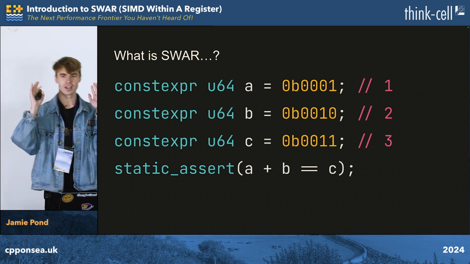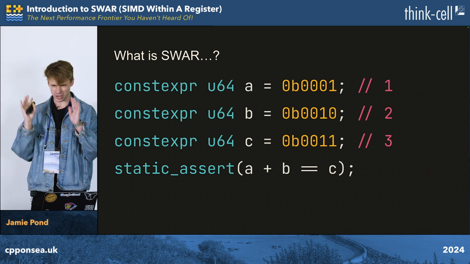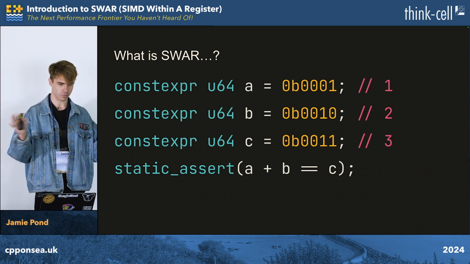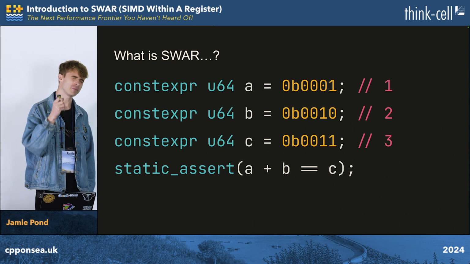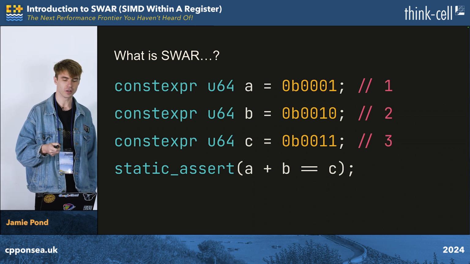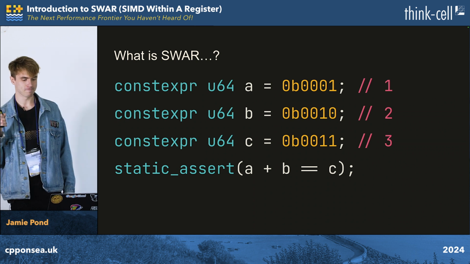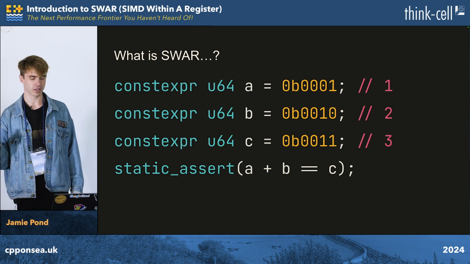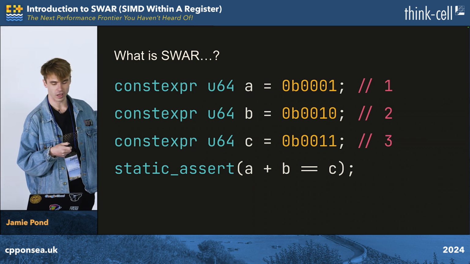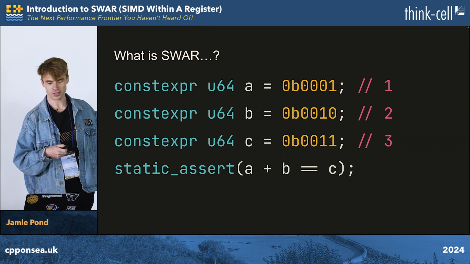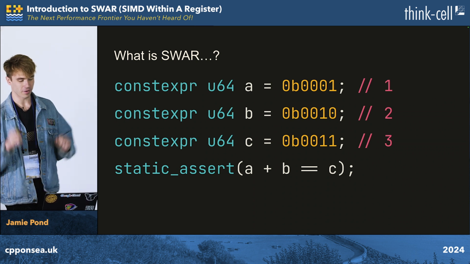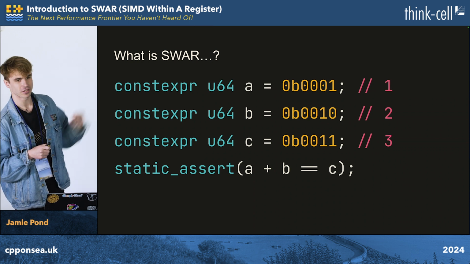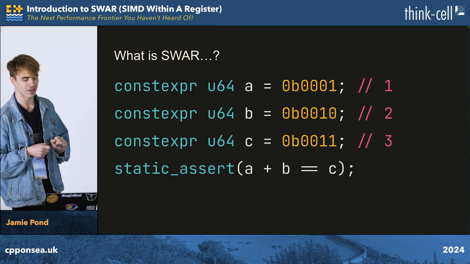Okay, so I've talked about this. So what is SWAR? How can you do SWAR, SIMD within a register? I've said that you can do SIMD in general purpose registers. So hopefully this slide isn't too confusing. I've written these integers in a binary representation. So you've got 1 and 2 and 3, and you add 1 and 2 and you get 3. And if you drop this into your editor, I promise that static assert comes out as true.